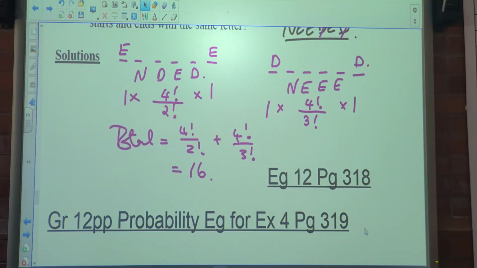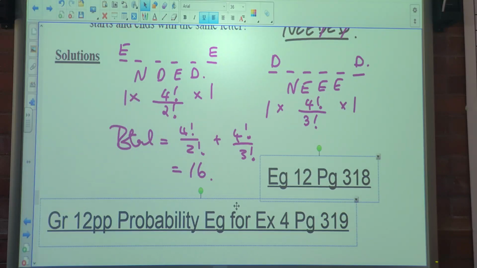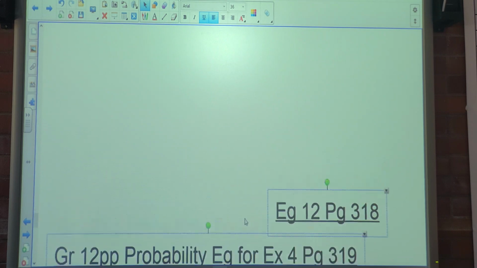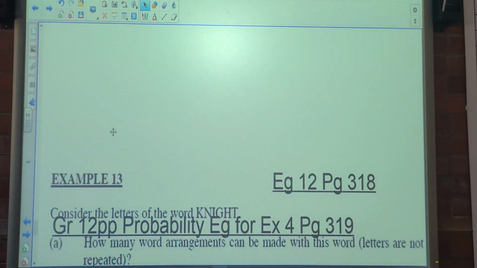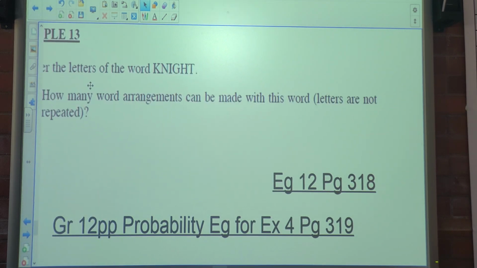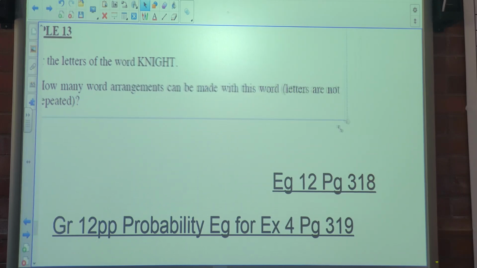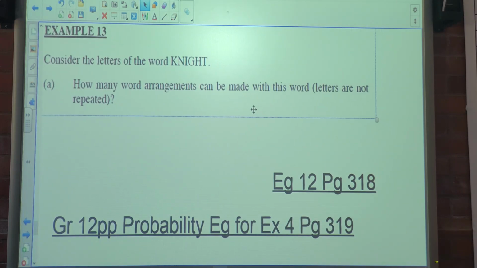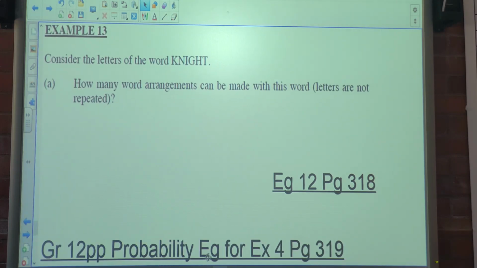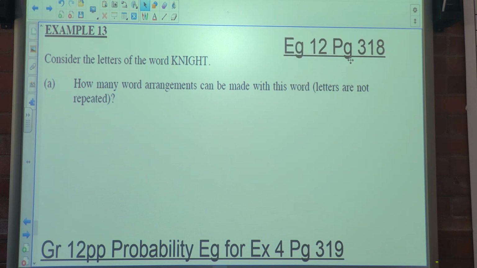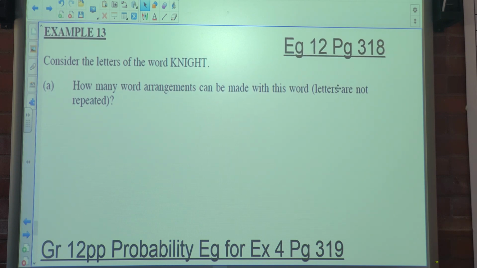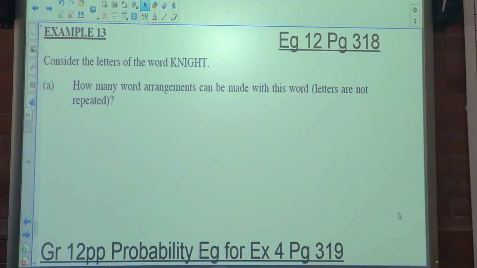Example 13. And we all want one of these in our lives, not so? No knight in shining armor? What do you then want? Alright, rather leave it there.